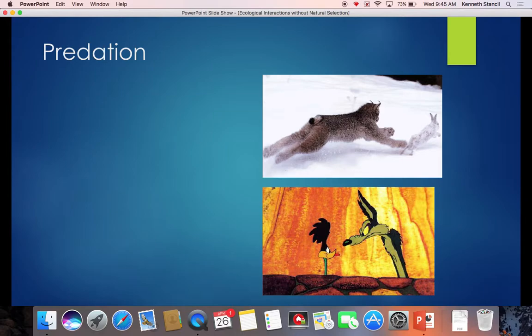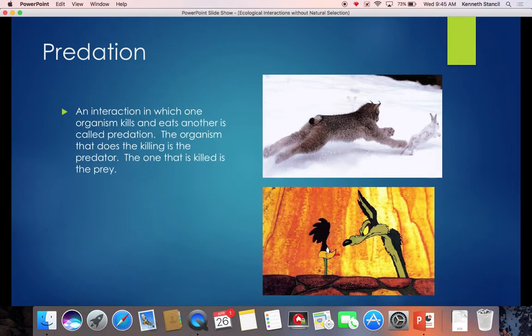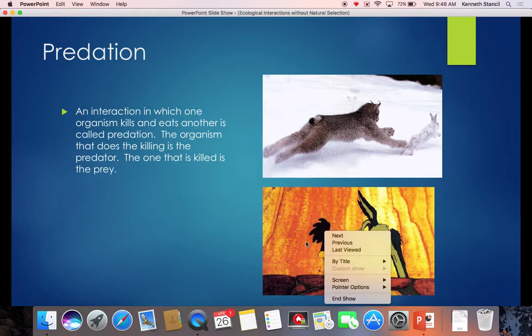Predation. Here we come back to predator and prey. Okay? An interaction in which one organism kills and eats another is called predation. The organism that does the killing is the predator. The one that is killed is called the prey. We're pretty good with that. Understanding that predator kills prey. Okay? The lynx and the snowshoe hare in this picture. And then the cartoon that most of us are familiar with, Wile E. Coyote and Roadrunner.